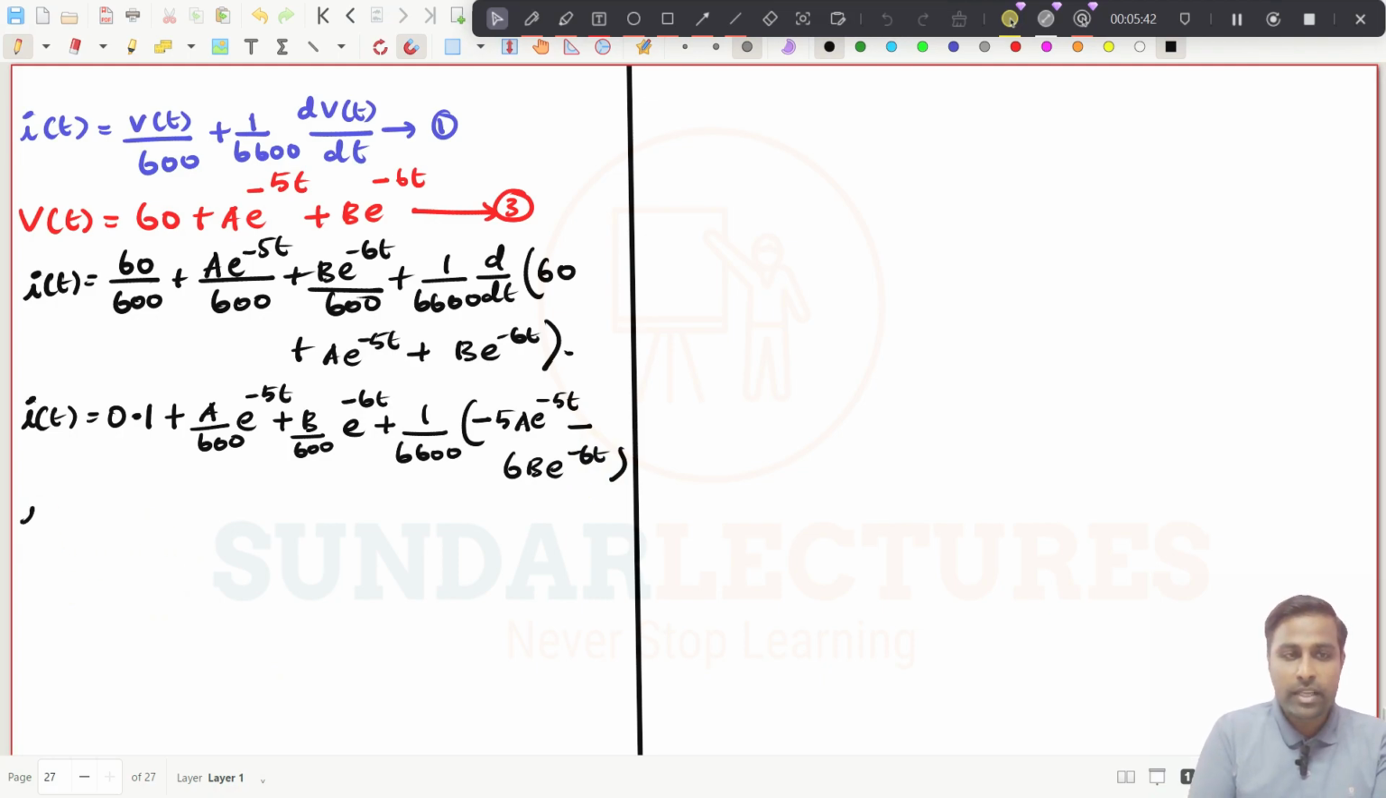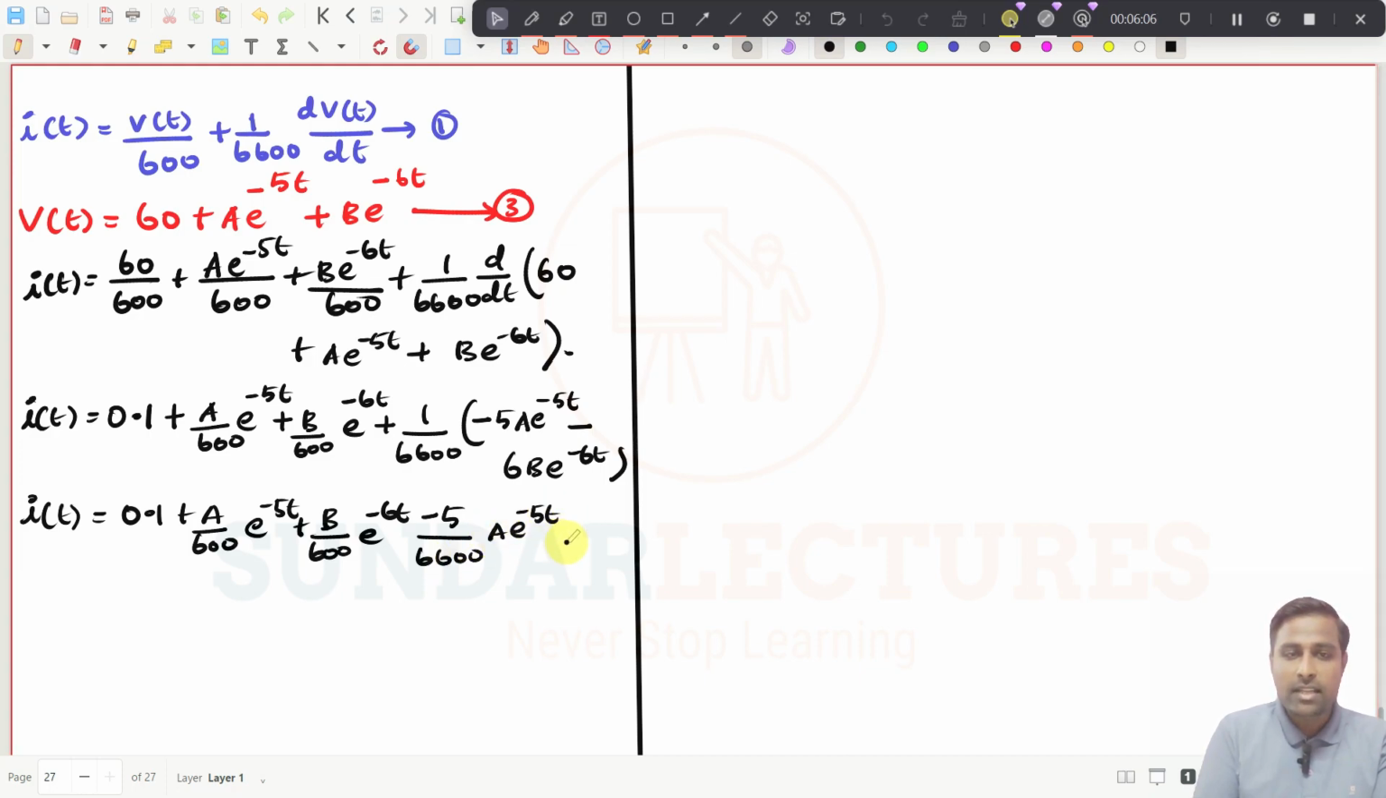And if you get inside, I of t will be equal to 0.1 plus a/600 e^(-5t) plus b/600 e^(-6t), and if you multiply this inside, it will be minus 5/6600 a e^(-5t), and then minus 6/6600 b e^(-6t). And this is the expression, and it is very simple.